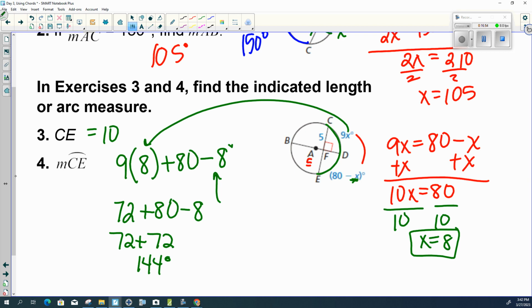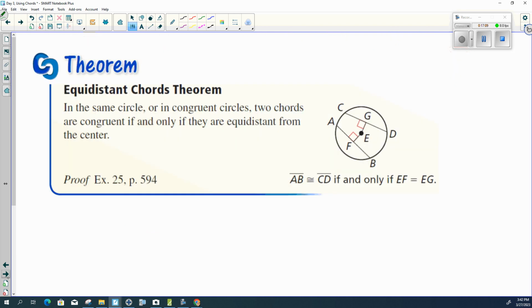And a length would be a part of the circumference, whereas this 144, let's draw it over here. If I were to take these endpoints of the chord and make a central angle, that central angle is 144 degrees. Oh, we do have another theorem. I didn't even finish this one.